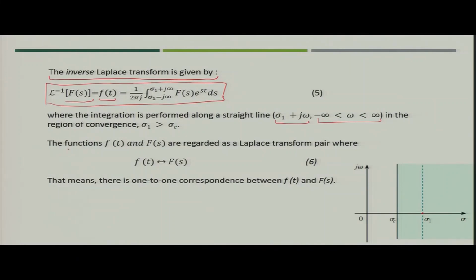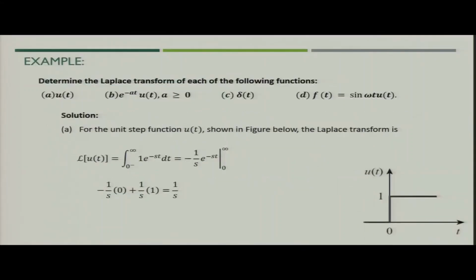So we can say the functions f(t) and F(s) are regarded as Laplace transform pairs. That means there is a one to one correspondence between f(t) and F(s). Now, let us take a few examples so that you can understand the concept.